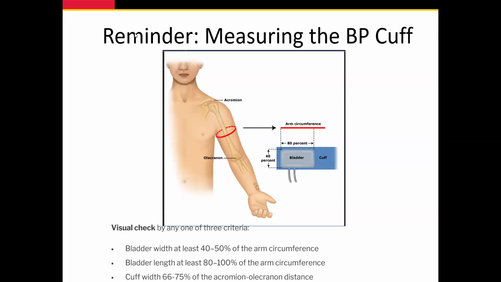Another way I can check is to look at the width. If I put this on here, it should be about 40 to 50% of the arm. I know it's probably hard for you to see, but it's about 40%. So for this patient, looking at those two things, this would be the appropriate size. Okay, does anyone have any questions about that, or do you feel pretty good about measuring?